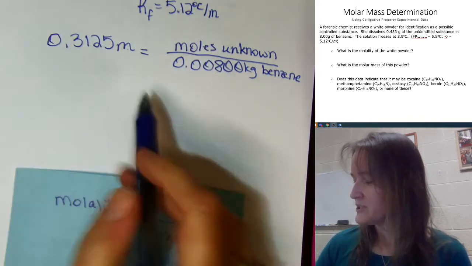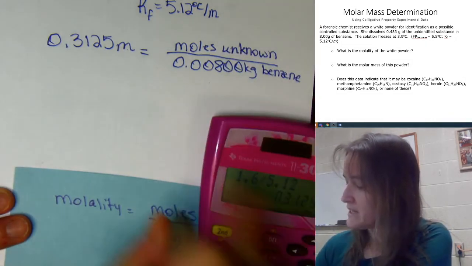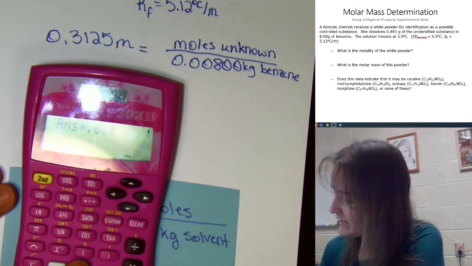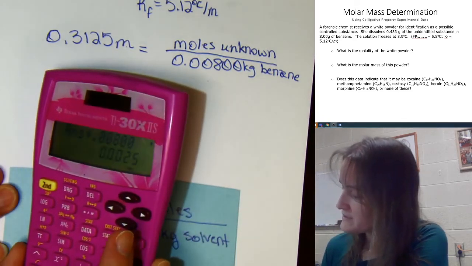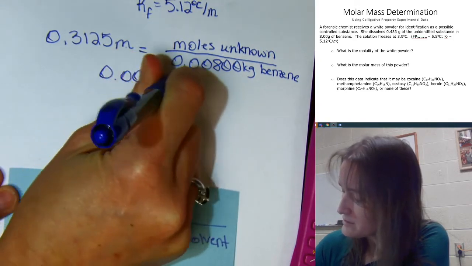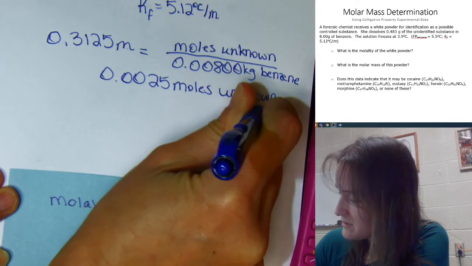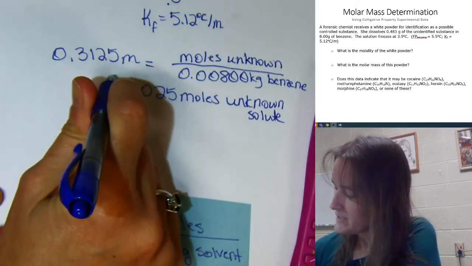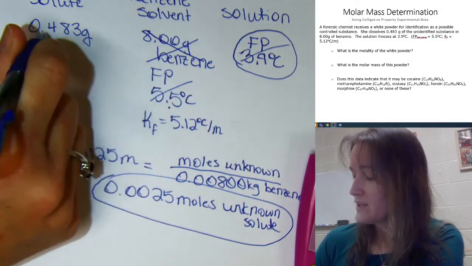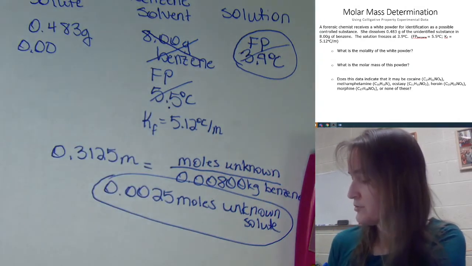So from the molality definition, I can figure out how many moles of my unknown substance I have. So I'm going to rearrange this equation, and take my molality and multiply it by the number of kilograms, 0.00800, and I get 0.0025. And that's moles of unknown solute. So now this is a piece of information that I know about my unknown. I know that I have 0.483 grams of unknown, and that amount is also 0.0025 moles.